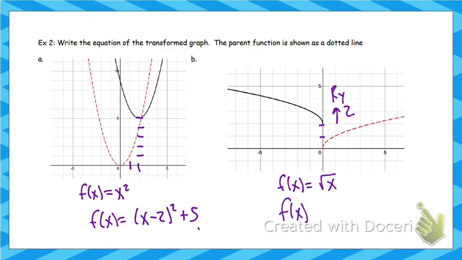So if it's over the y-axis, then that negative is going to be under the radical. And then plus 2, since it's up, would be outside the radical.